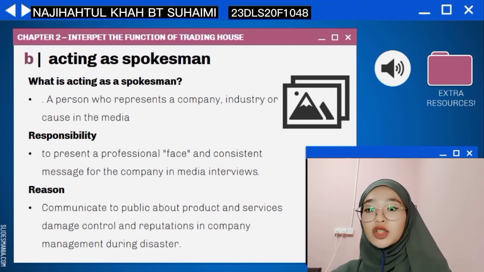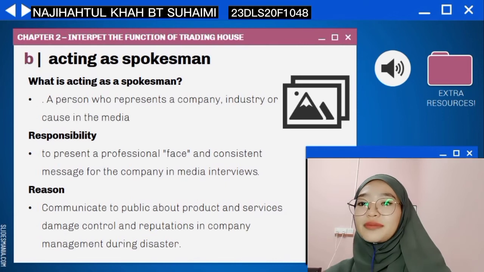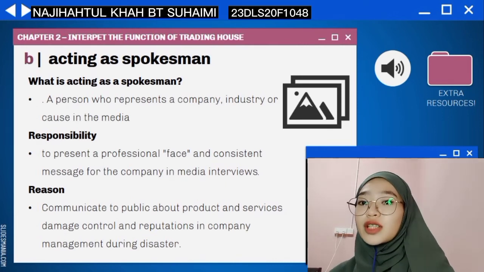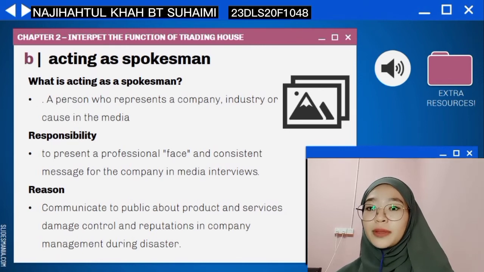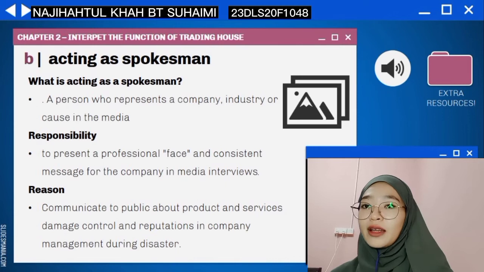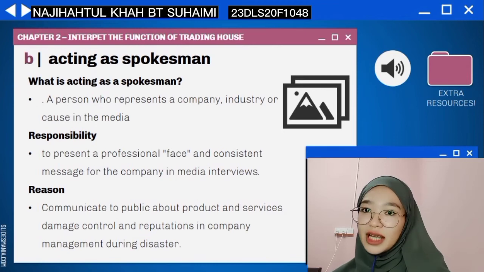The reason is to communicate to the public about products and services, product damage control and reputation management in the company during a disaster. So, a spokesperson is usually a member of a company's marketing department, another company employee such as the CEO or a corporate communication director, or a member of a public relations firm hired by the company to present a professional face and consistent message for the company in media interviews.